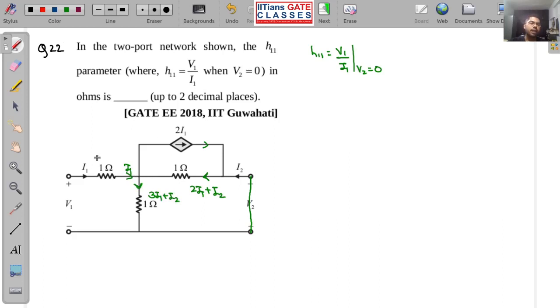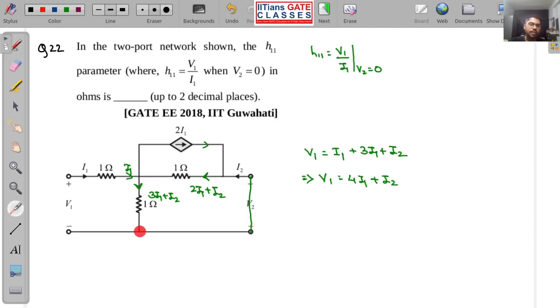Now simply what I am going to do? I am going to apply KVL in this loop. So it will be what? V1 is equal to 1 into I1 plus 3I1 plus I2. Okay. So now what you see? V1 is equal to 4I1 plus I2. Somehow I need to define this I2 either in terms of V1 or I1, then I will be getting this result.